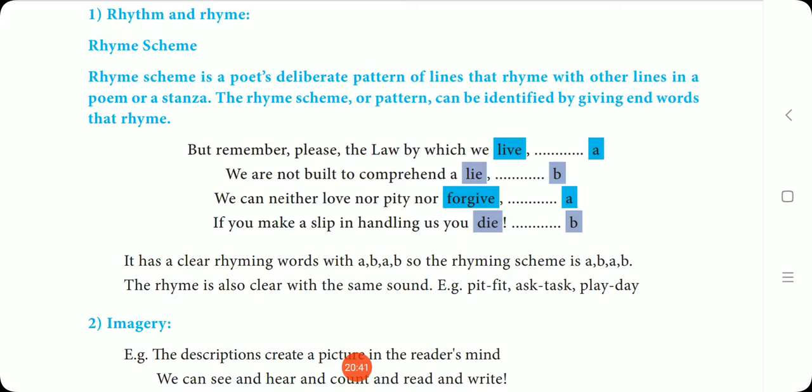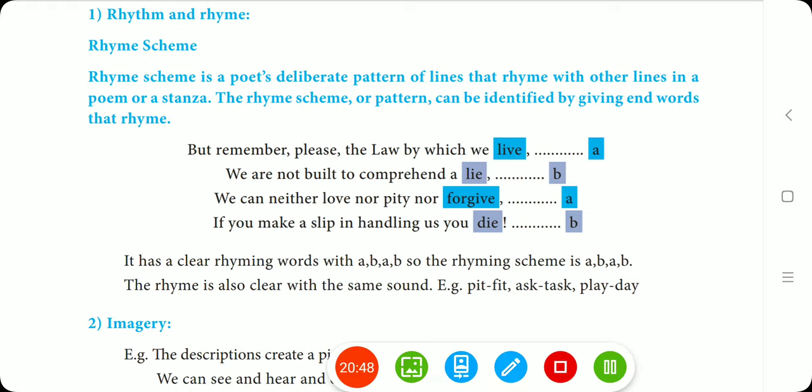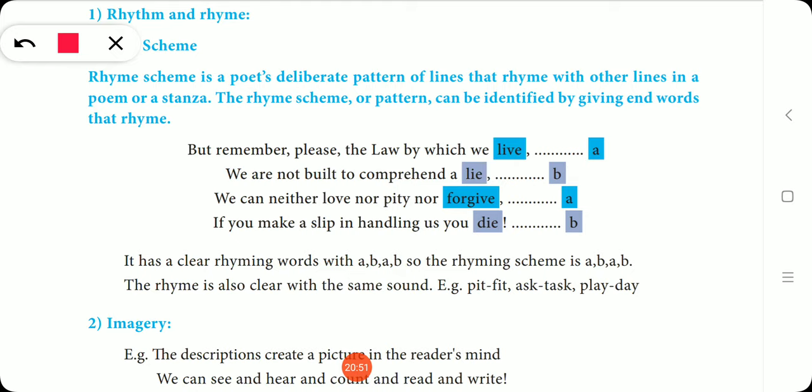151. So see here, rhythm and rhyme they have given. So rhyme scheme. Rhyme scheme is the poet's deliberate pattern of lines that rhyme with other lines in a poem or a stanza. The rhyme scheme or pattern can be identified by giving letters to words that rhyme. So here, AB, AB, we have seen how it is. It has clear rhyming words with AB, AB. So the rhyme scheme is AB, AB.